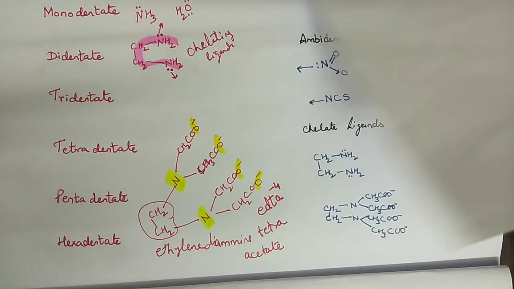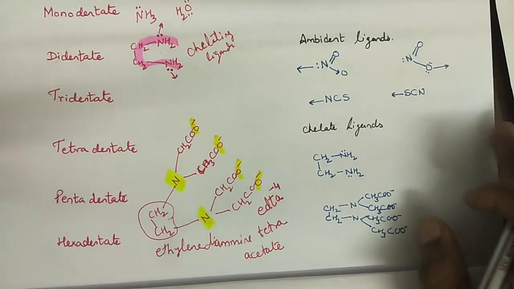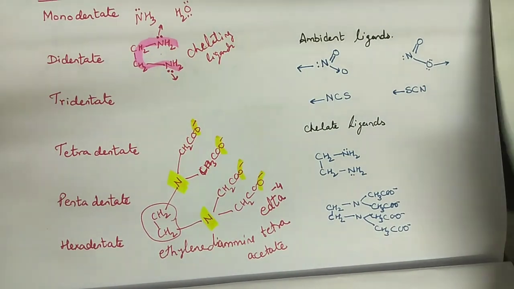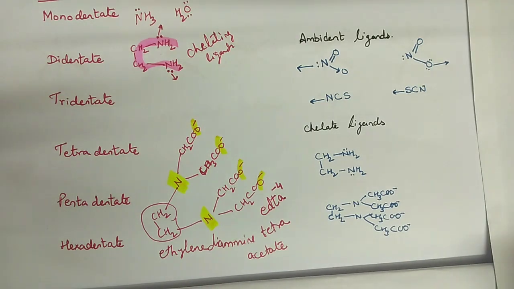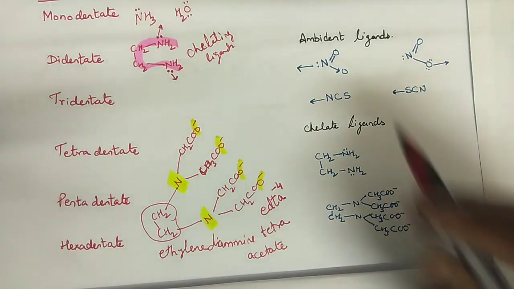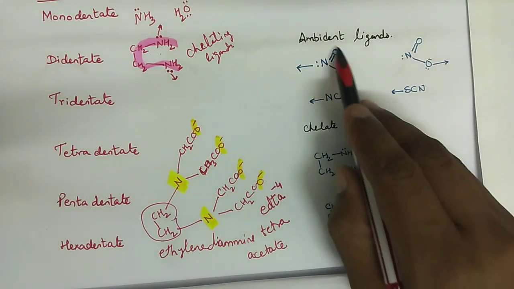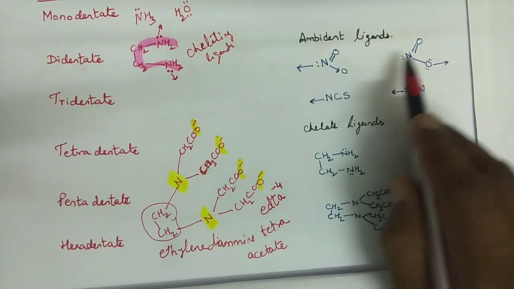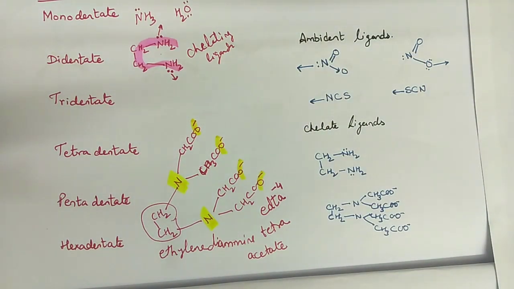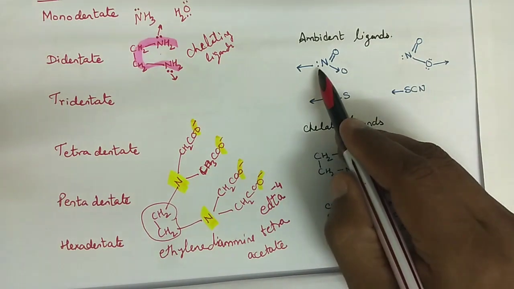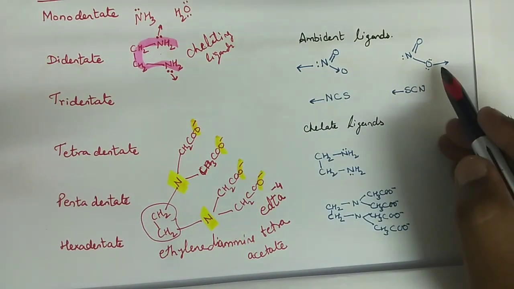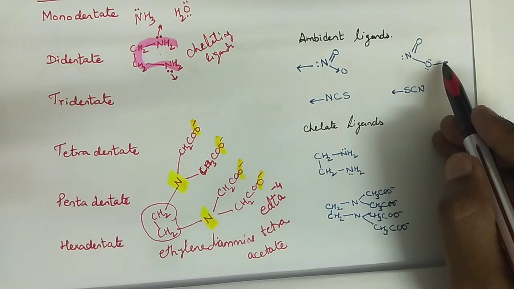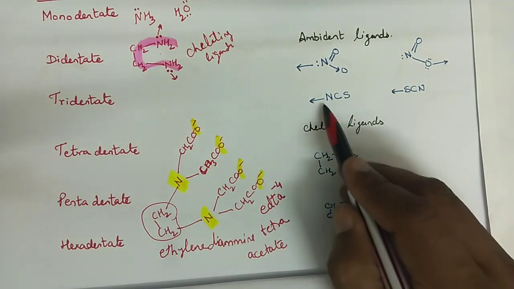Let us go and learn the other category, and the next category is the ambident ligands. What are ambident ligands? Here is the example of an ambident ligand. This is the nitro group, NO2 group, and you can see that this nitrogen has a lone pair to donate, and this oxygen also has a lone pair to donate. Similarly we have thiocyanate.